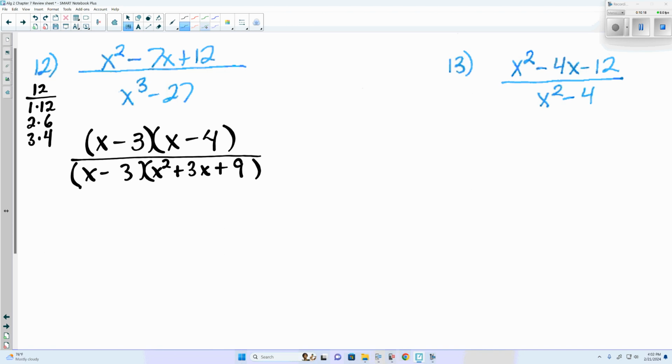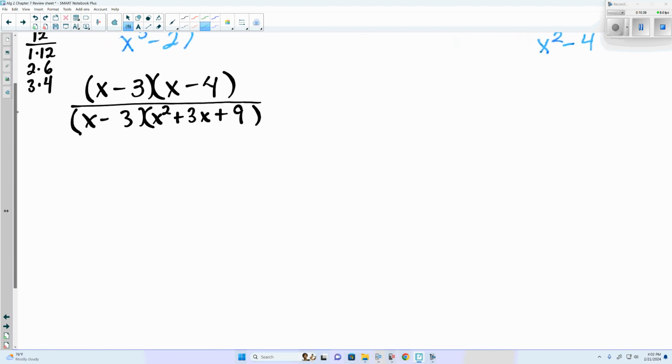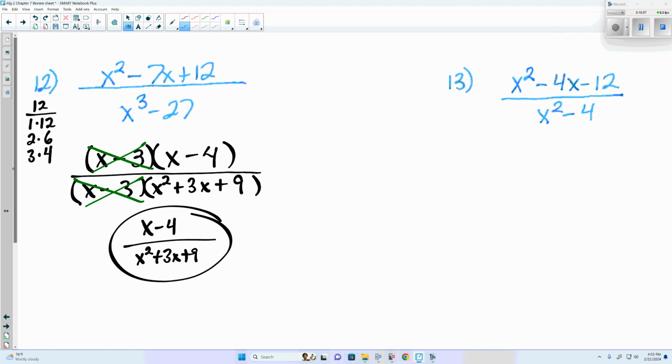And if we check this, x times negative 4 would be negative 4x. Negative 3 times x would be negative 3x, giving us negative 7x, which is indeed the middle term for the numerator. So these indeed are our factors. There we go. And since those are our factors, well, we do have an x minus 3 in common on top and bottom. That would cancel, telling us that our final answer is x minus 4 over x squared plus 3x plus 9. Now the denominator does not cancel, and that's partially due to the properties of our difference of two cubes. But that's it here.